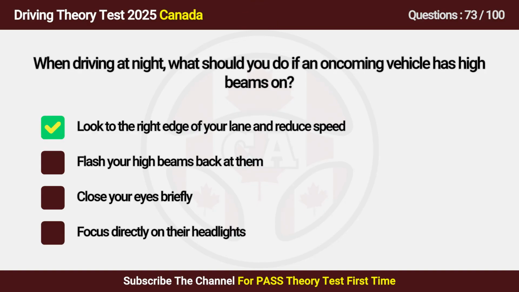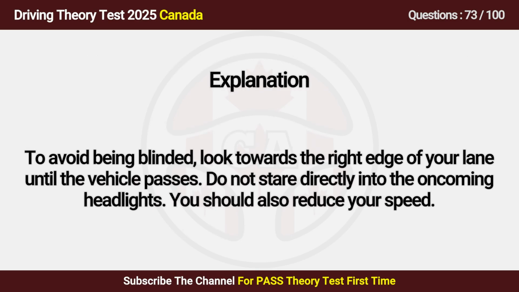Answer is A. Look to the right edge of your lane and reduce speed. To avoid being blinded, look towards the right edge of your lane until the vehicle passes. Do not stare directly into the oncoming headlights. You should also reduce your speed.